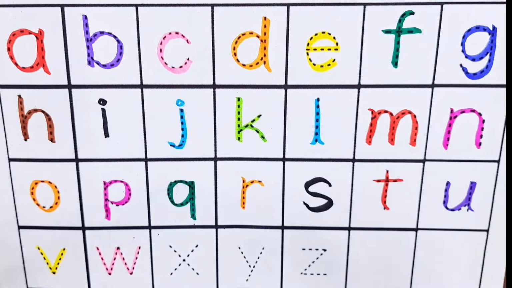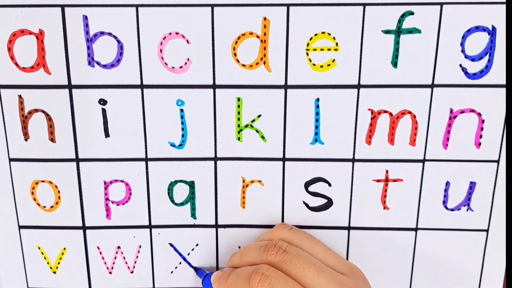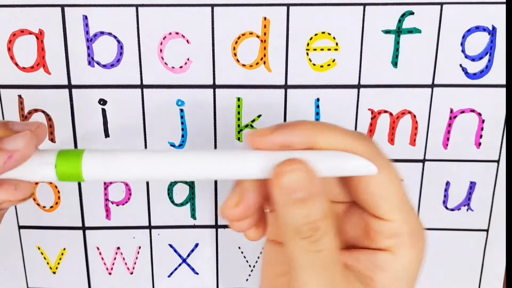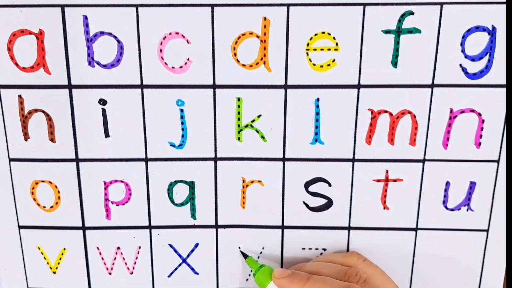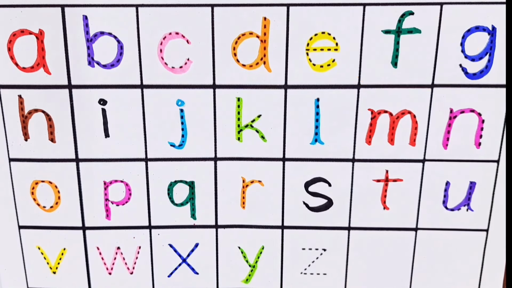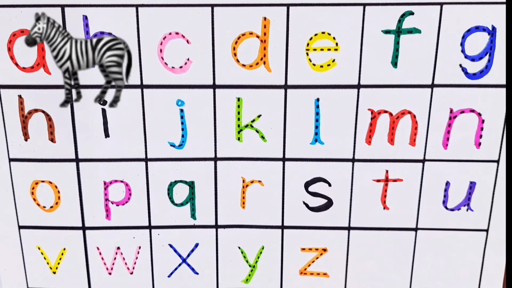Dark blue color. X. X for xylophone. Light green color. Y. Y for yum. Orange color. Z. Z for zebra.